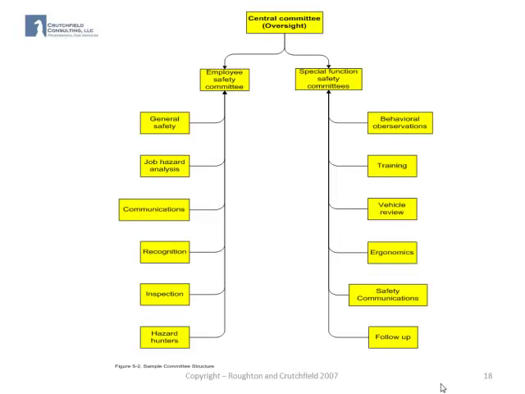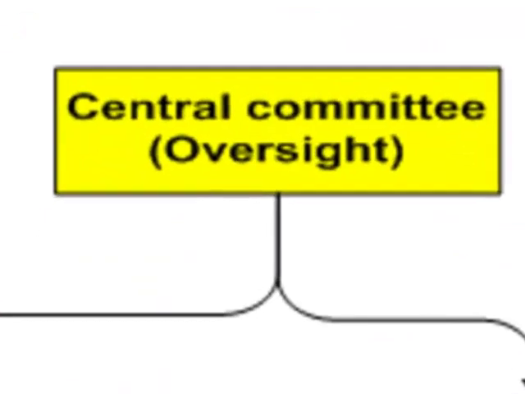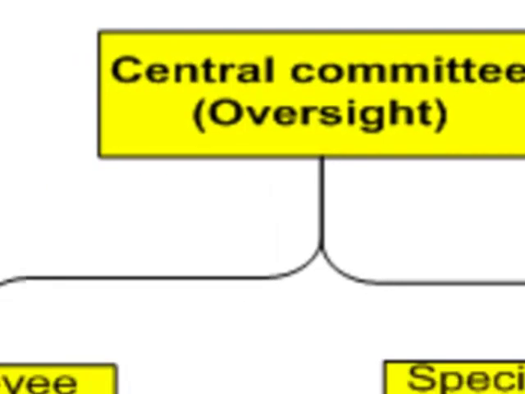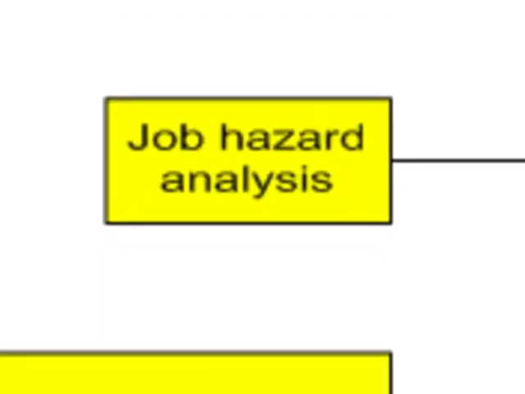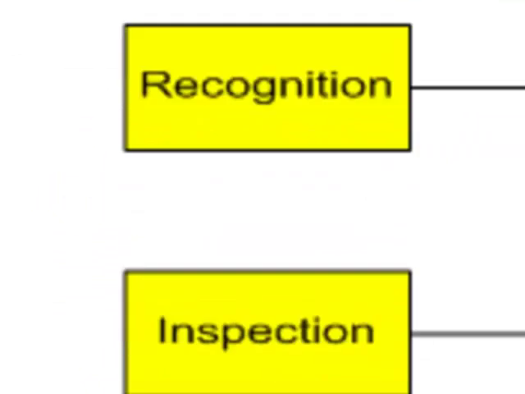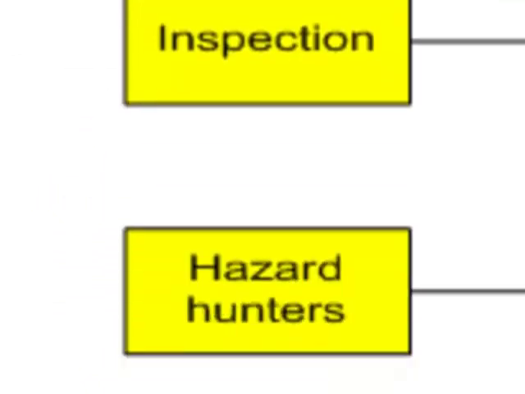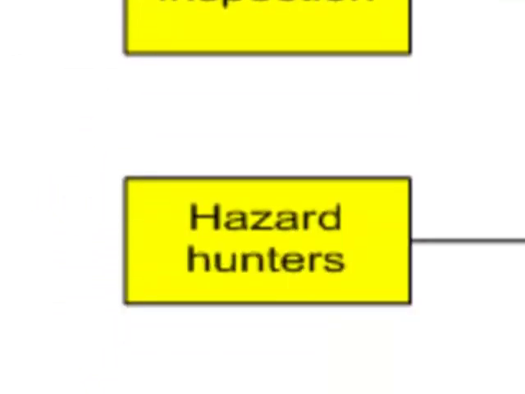This is a graphic of a safety committee concept. Depending on your size, you may have just one committee, but if you're of any scope at all, you might want to have a central committee that acts in an executive fashion. In this case, we've got the Employee Safety Committee that looks at general safety, job hazard analysis, communications, recognition, working with the inspection programs, and we've added in what some folks have used, which is a hazard hunter team that periodically goes through and between formal inspections looks for items.